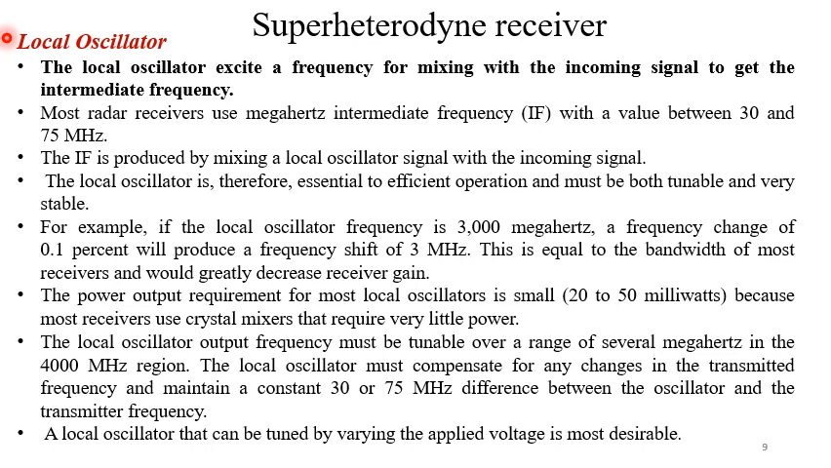The local oscillator output frequency must be tunable over a range of several megahertz in the 4000 megahertz region or 4 gigahertz region. The local oscillator must compensate for any changes in the transmitted frequency and maintain a constant 30 or 75 megahertz difference between the oscillator and the transmitter frequency. A local oscillator, then, that can be tuned by varying the applied voltage is most desirable.